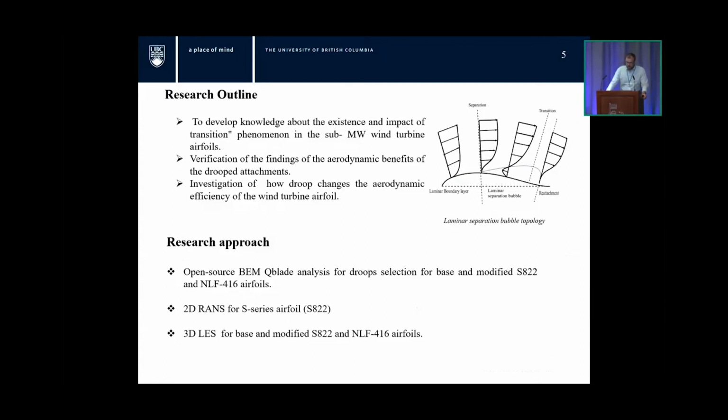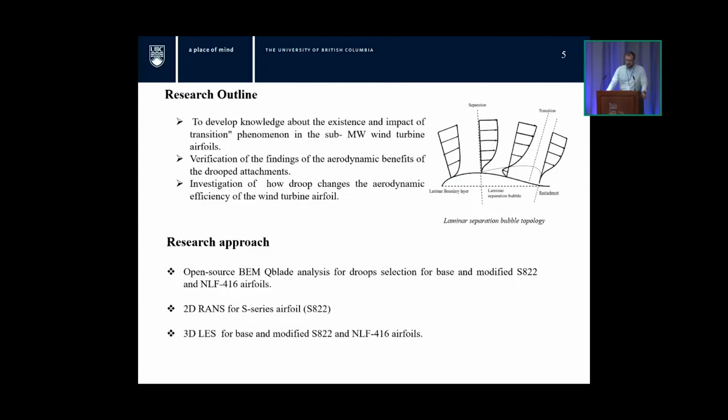We wanted to develop knowledge about the existence and the impact of transition on these sub-megawatt scale wind turbine airfoils, to verify the findings of the aerodynamic benefits of the drooped attachments, and then to investigate in more detail how these droops affect the aerodynamic performance of these airfoils.